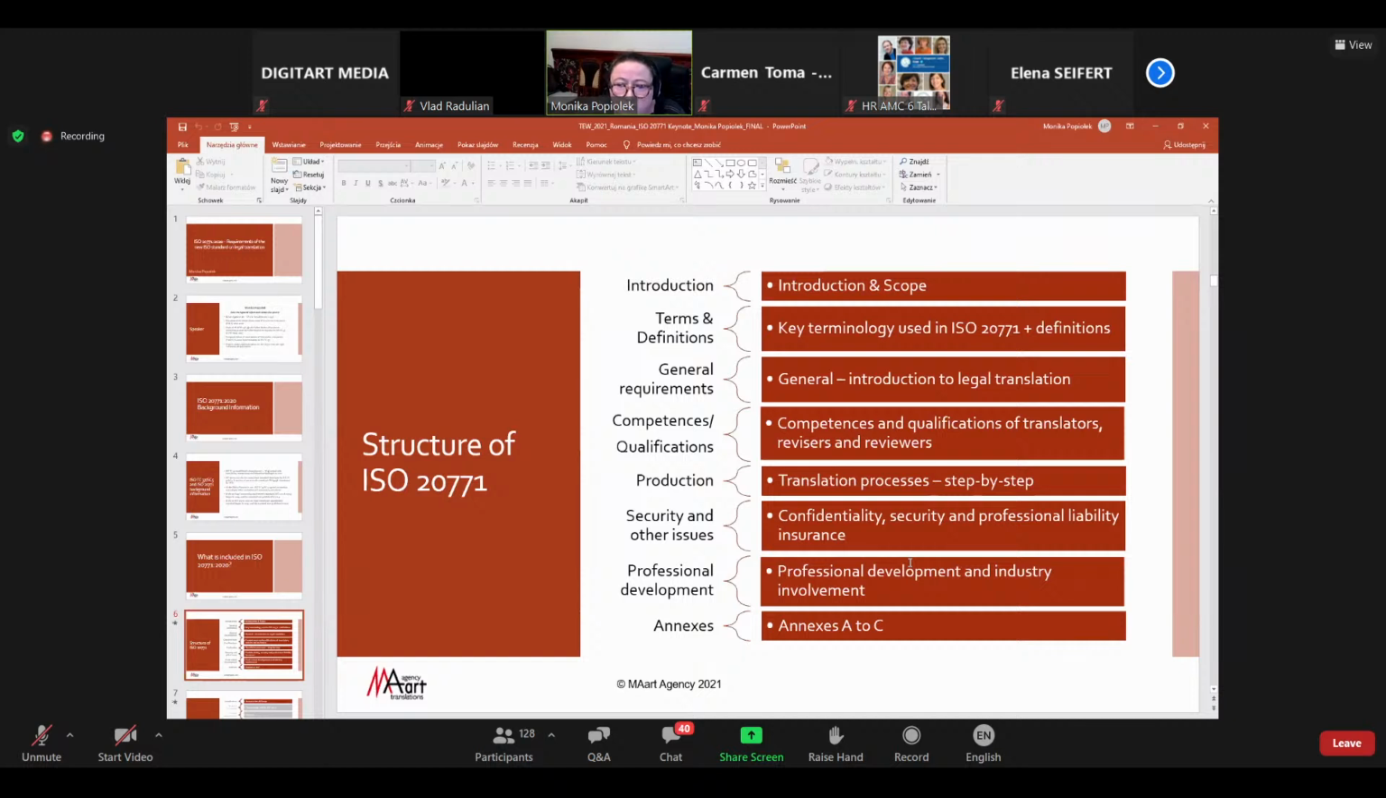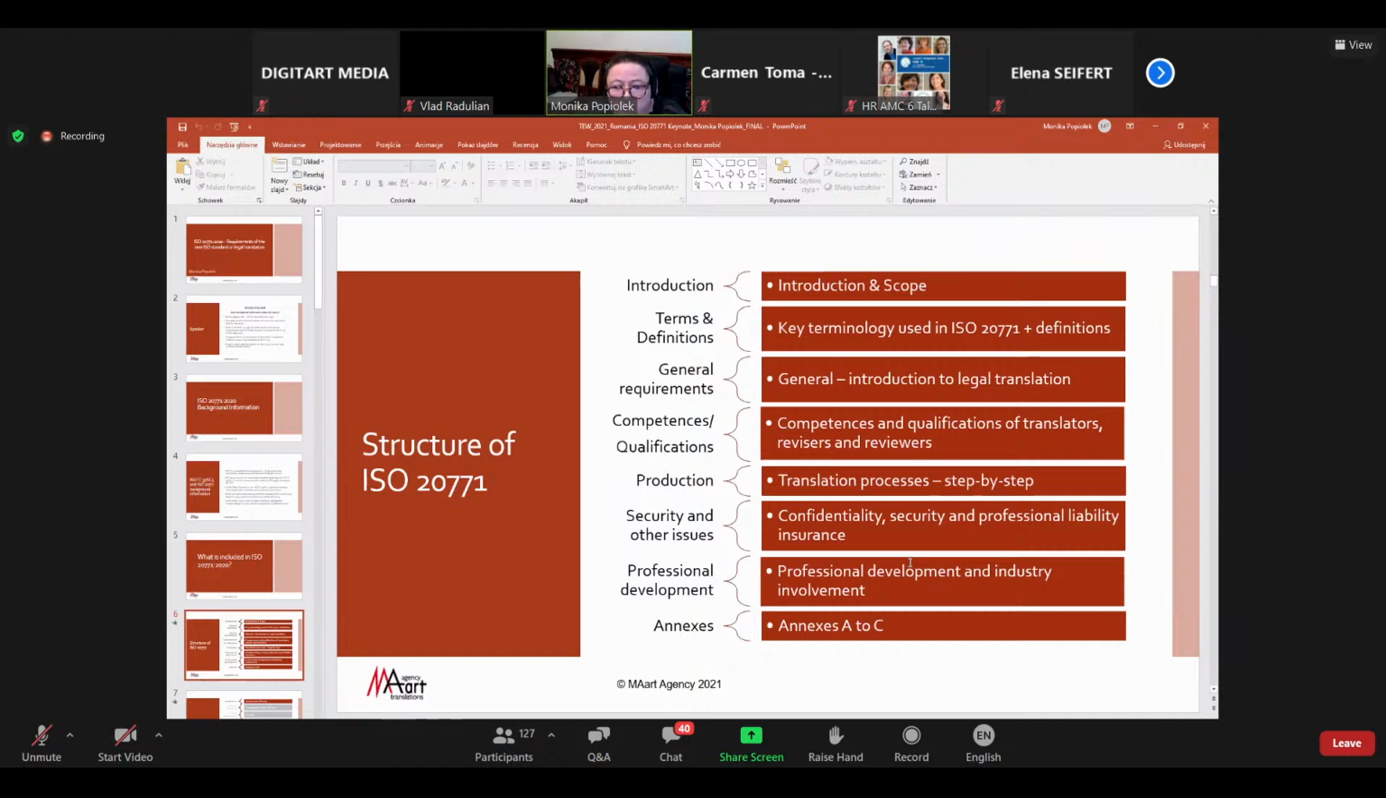And we try to address all of the issues that are part of the translation process. And then we added a lot of stuff that's never been done before. We added a lot of issues like confidentiality, security, professional liability insurance. And those are the interesting bits because they had to finally be put on paper somewhere. And this is the standard where we've done it. And then we have a very interesting section yet, the professional development section, where we talk about continuing professional development and translators' involvement in the industry at large.